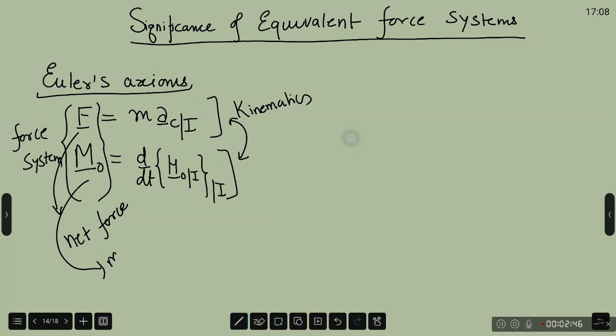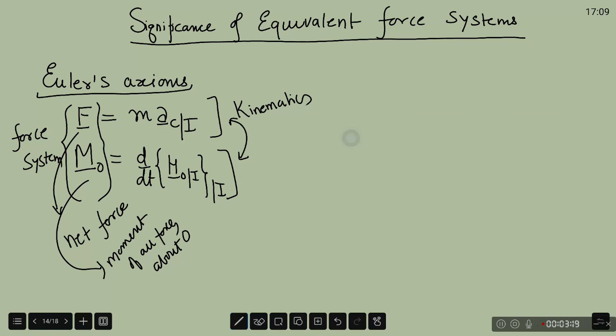So you can have a combination of 5 forces, force system 1, and that gives you one net force. And then you can have a combination of 50 forces, and yet it can happen that the net force due to those 50 forces could be the same as F. So what matters in Euler's axioms is just the net force and net moment due to all forces.